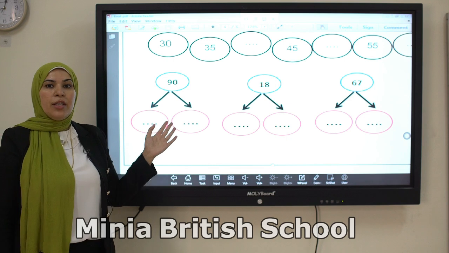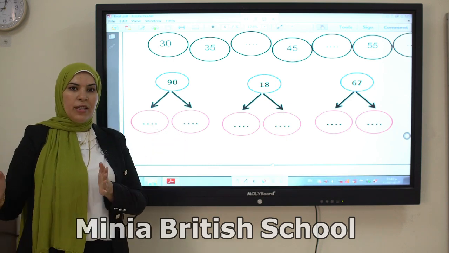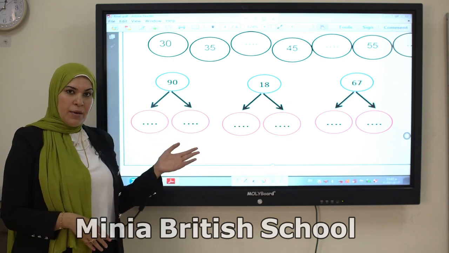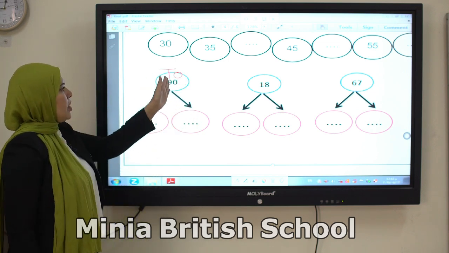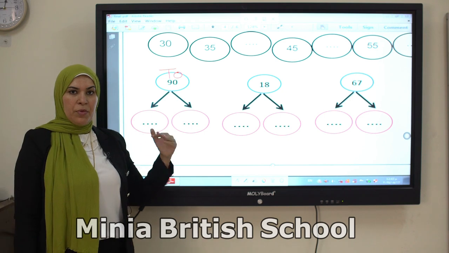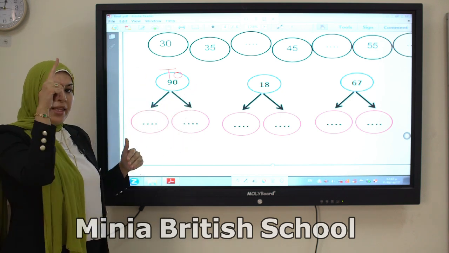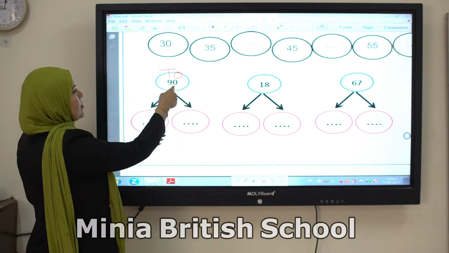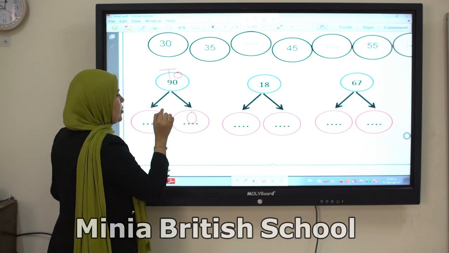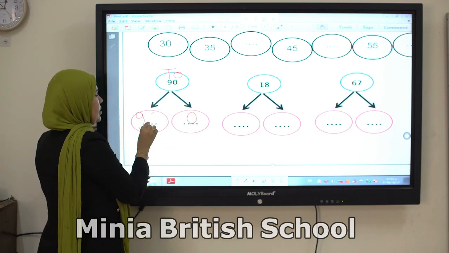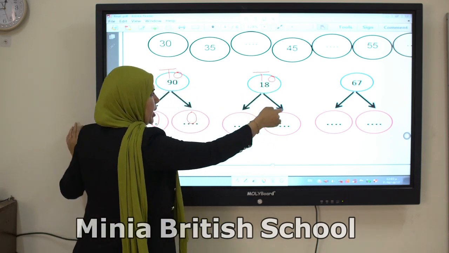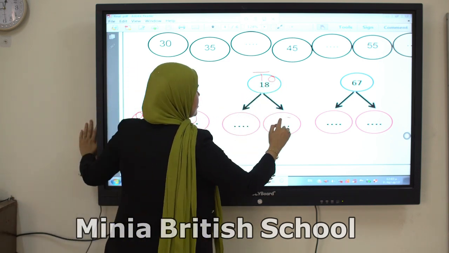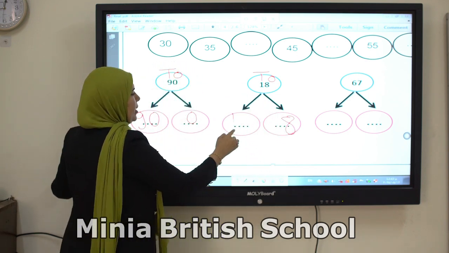Okay, here you will decompose the number according to the value. So the first step, write OT. Okay, here the number ones will be the same number. The number on tens, write the number and add 0. Okay, so 0 will be 0, 9 will be 90. Okay, another number, write OT. Here 8 will be 8, 1 will be 10.